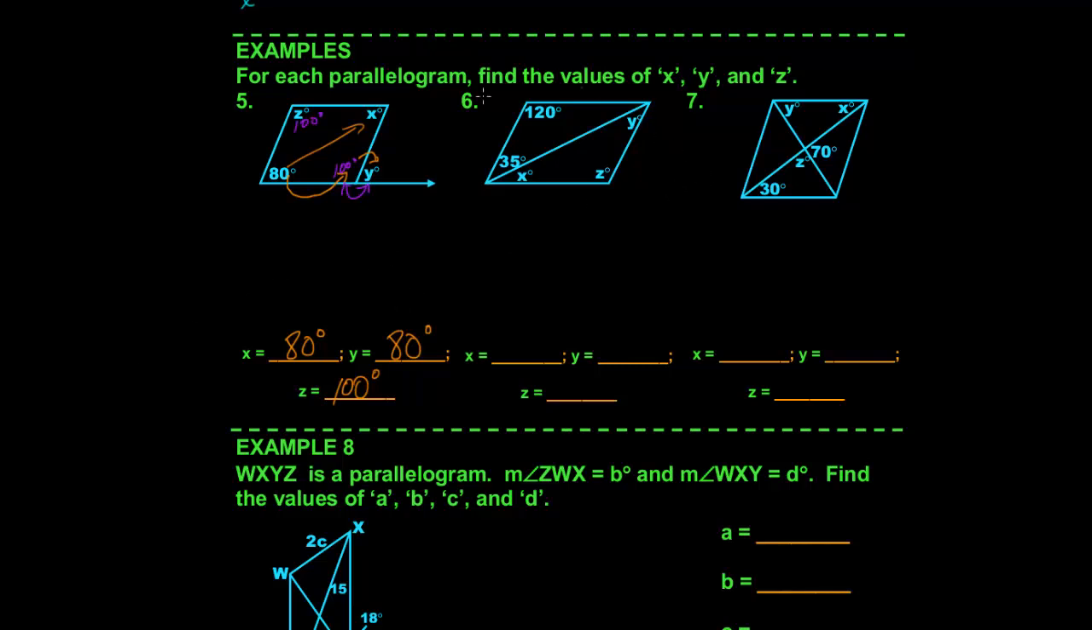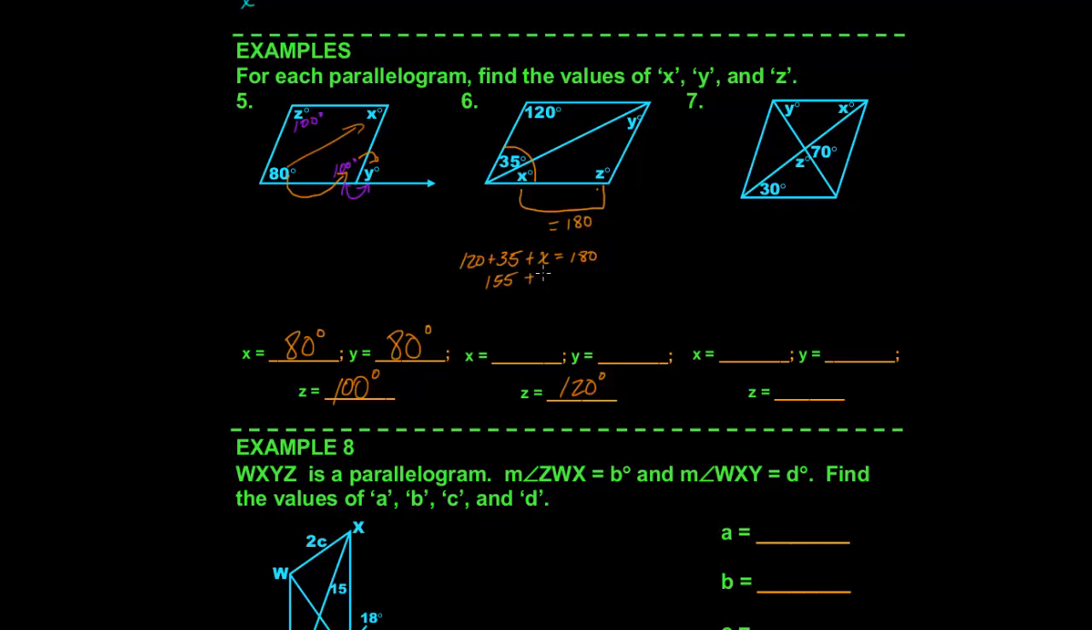So, let's move along here and let's look at number 6. For 6, I can look immediately right across from here and I can say that this value is 120 degrees. Alright, now, we know that all of this whole thing, when you add it together, equals 180. This is 120, so 120 plus 35 plus x equals 180.